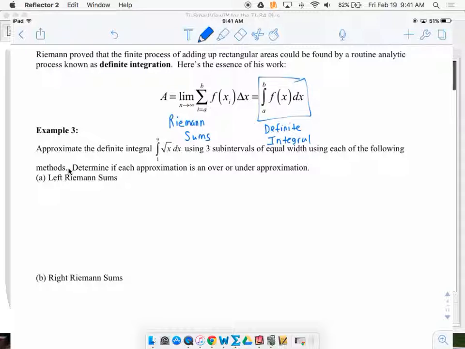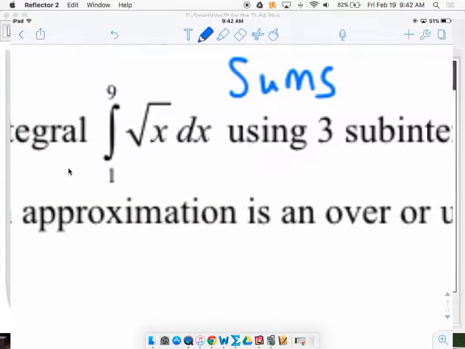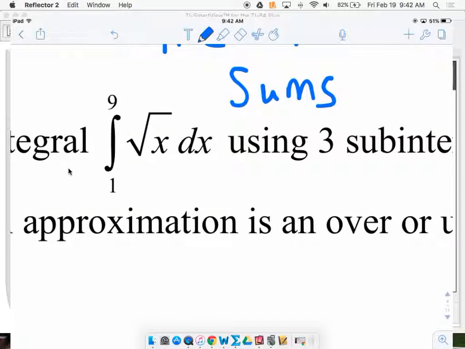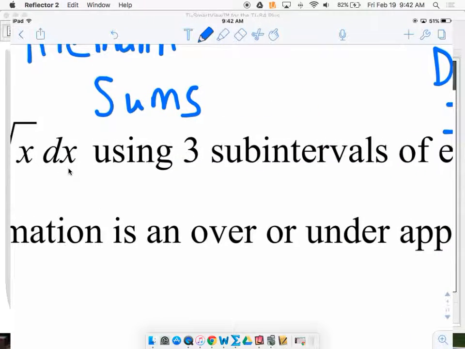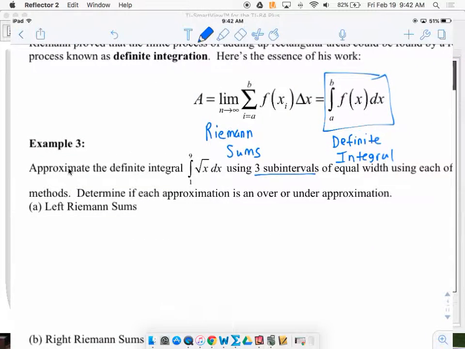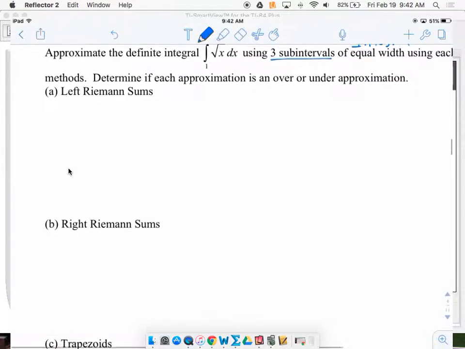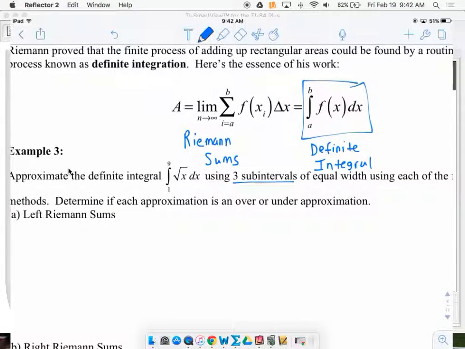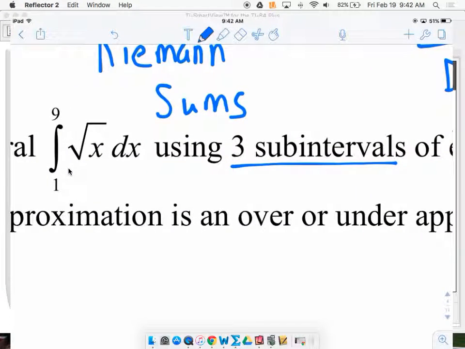Okay, so what I'm going to let you guys do for the next 10 minutes, see if you can come up with the next one. So we're using an integral from 1 to 9 of the square root of x using 3 subintervals. No. So you're going to try and come up with the left, the right, and the trapezoid. I'm going to change that. Make that from 1 to 9, make that 4 subintervals. It'll be easier if it's 4.